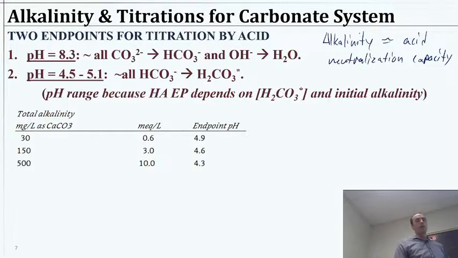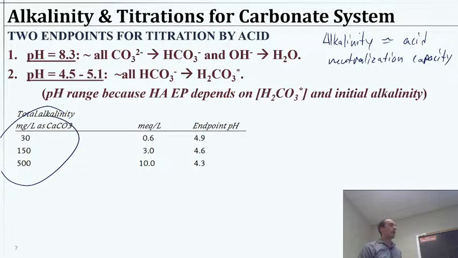Now the next endpoint is essentially our HA equivalence point, how we previously referred to it. There's actually a bit of a range because it depends on how much alkalinity we had in the first place and how much total carbonic acid we have. But it'll typically be around pH 5, maybe just under, maybe a tiny bit over. And we can see the little table here shows a few endpoints that we could find, 4.9, 4.6, 4.3, depending on how much total alkalinity we have in the solution.